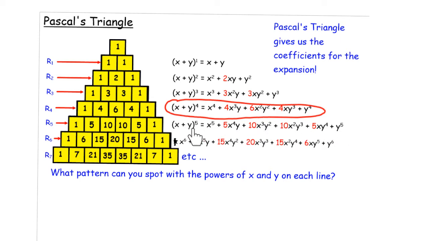So you can see what happens is, whatever the first term is in the bracket, it starts off to the power of the bracket and then decreases by 1 each time. The second term in the bracket starts off with 0 and then increases up until the power of the bracket up here. So this is really useful for expanding brackets quickly.